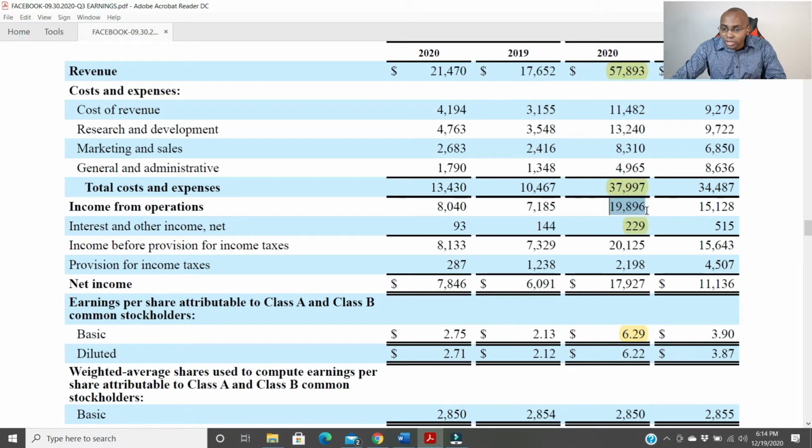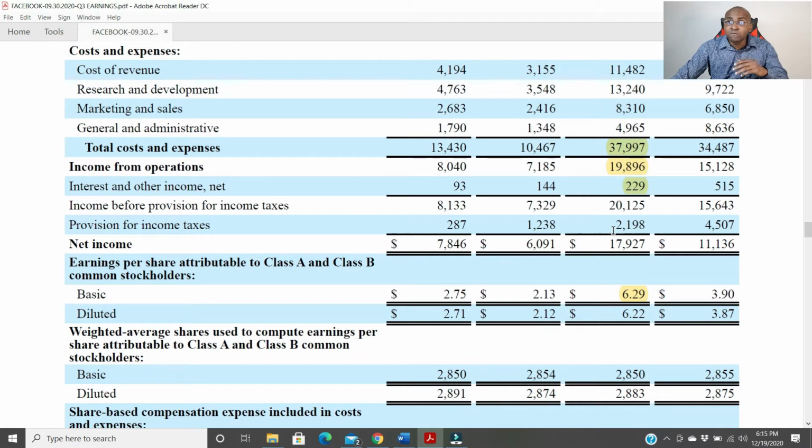Right here, got it right here. 19.8. So that is really impressive. That's really impressive by Facebook. So I'm really impressed by that, because we see where a lot of people increase their income, however, they increase their expense with it as well.